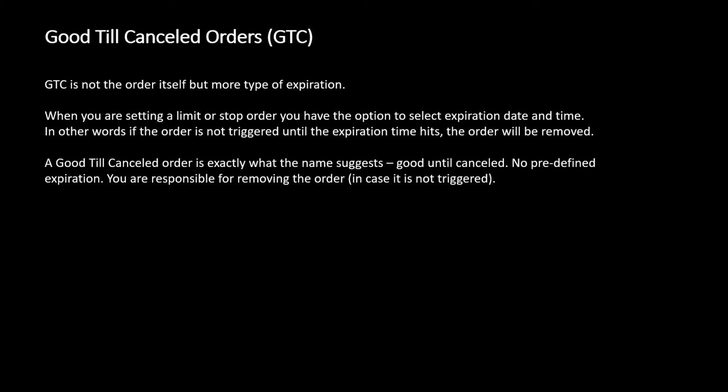Now let's talk about the orders that are not part of the MT4 platform. They are available in many other platforms. It's important you know them.